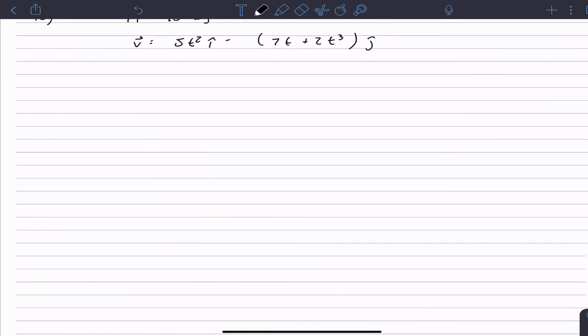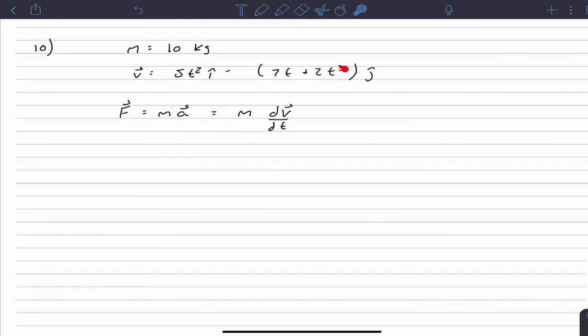Okay, well, let's recall Isaac Newton, right? F is equal to ma, where m is your mass, right? And a is the derivative of your velocity with respect to time. And we're told in the problem that t is in seconds, so that means the units of velocity are meters per second. So what this is telling me is that we need to find the time derivative of this vector and then multiply it by 10 kilograms.